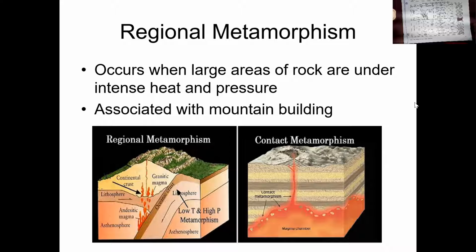So this is going to be a whole area. This is what happens anytime a mountain is built. So all mountains are typically going to be metamorphic rocks. So the Adirondacks, for example, are all metamorphic rocks because when those two plates came together, it put all those rocks under a lot of heat and pressure and made all of those rocks into metamorphic rocks.